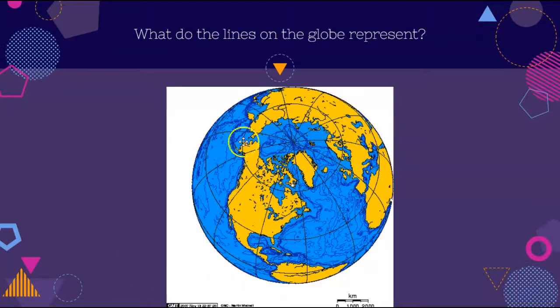So here's a cartoon picture of the globe. We're looking down at the North Pole with North America, Europe, Russia, and Greenland in view. What do the lines represent? These lines coming down from the North Pole. What are they called?